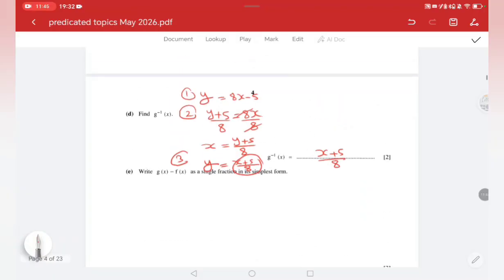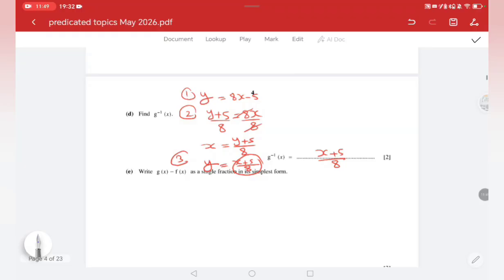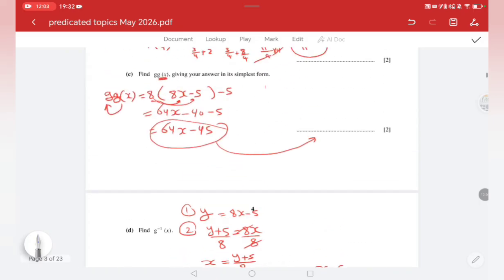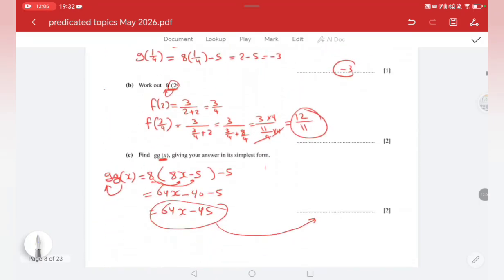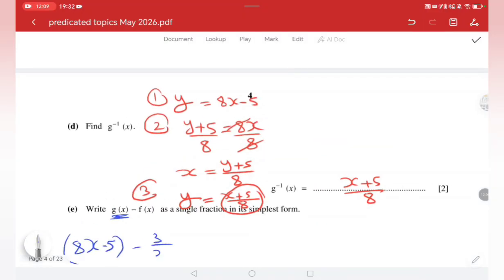Okay, last one is algebraic fraction. They said you need to subtract g of x. So g of x is 8x minus 5, this one, minus f of x. Okay, f of x was 3 over x plus 2.